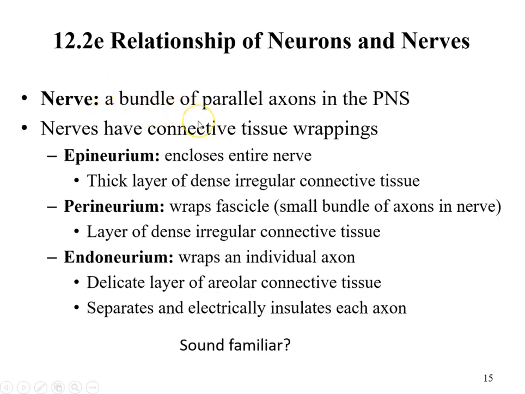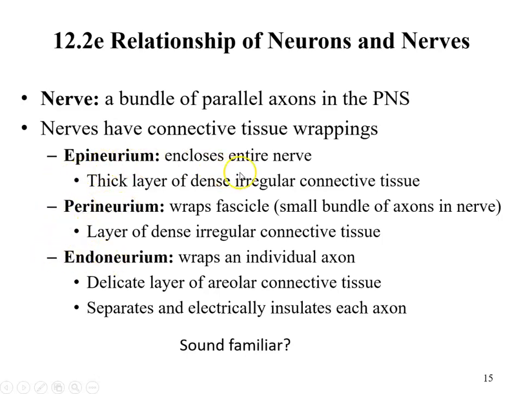Okay, the relationship between neurons and nerves. So all a nerve is going to be is a bundle of axons in the peripheral nervous system. So you take a bunch of neurons, you line their axons up parallel, and then you wrap it in connective tissue wrappings, and there's a nerve. Okay, so the connective tissue wrappings, this is going to sound really familiar to you because it's going to look a lot like what we saw in muscle. You're going to have an epineurium, a perineurium, and an endoneurium.